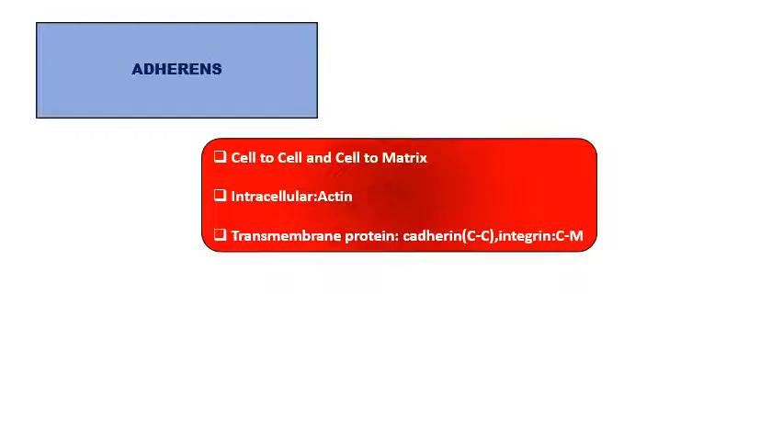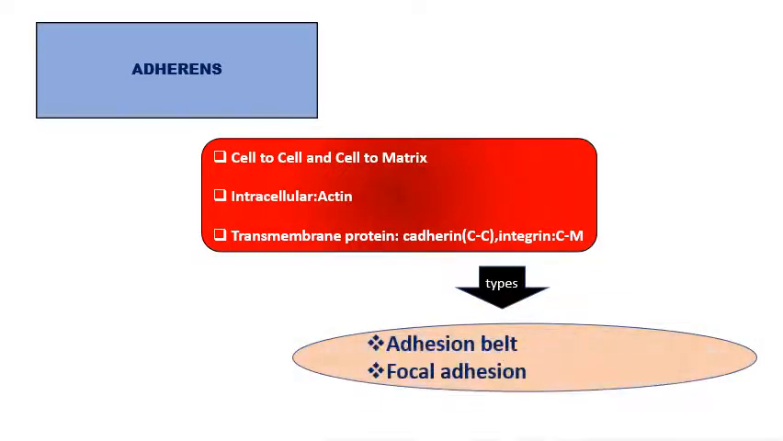And when there is a cell-to-matrix interaction, then the transmembrane protein which is involved is integrin. And they take part in different situations. Cadherin is involved during cell-to-cell interaction and integrin is involved during cell-to-matrix interaction. And moving on to the types of adherens, they are adhesion belt as well as focal adhesion. So we will be studying this in the next slides.